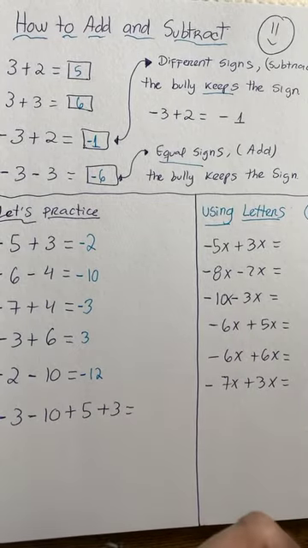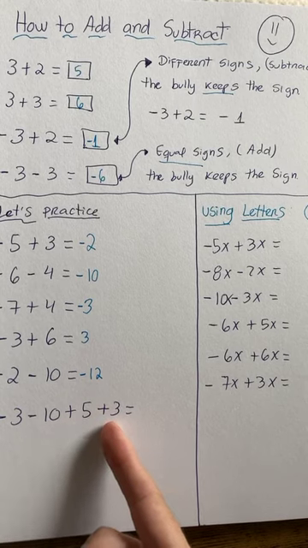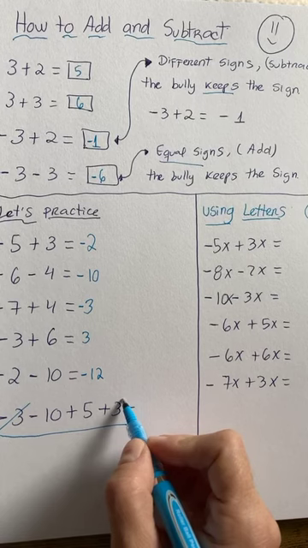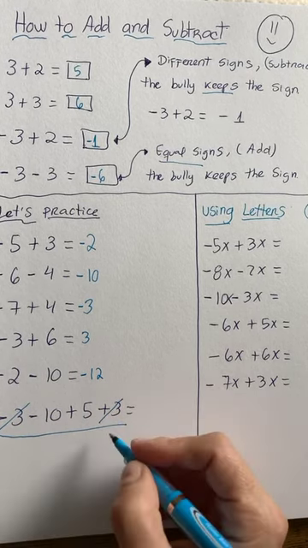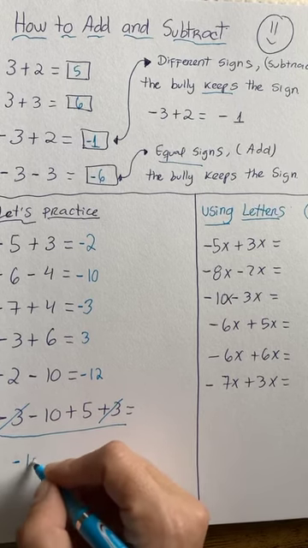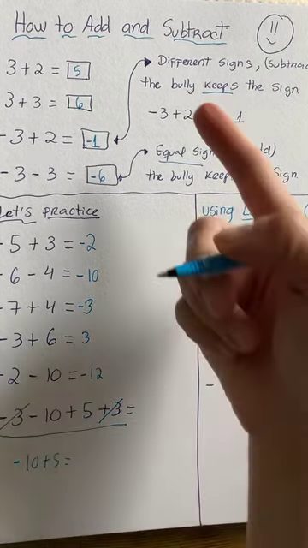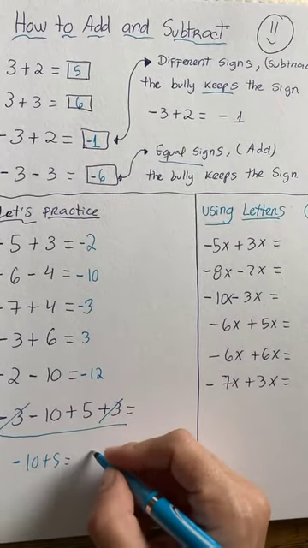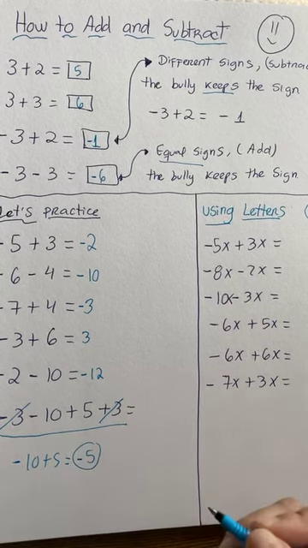Now here, look what I'm going to do. I have negative 3 minus 10 plus 5 plus 3. When you have something like this, try to first cancel out the numbers that have different signs, because negative 3 plus 3 is going to be 0, and now I have negative 10 plus 5. Are these signs equal or different? They are different, so I'm going to subtract. Negative 10 plus 5 is going to be equal to 5. Negative 10 is the bully, so this is negative 5.